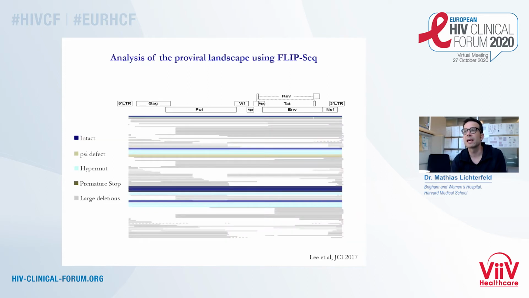And just to give you an example of how this looks like, here we are showing data from one particular study person. Each of these horizontal lines here is one particular sequence that was isolated and sequenced. And you can see here, based on this color coding, the vast majority of these sequences that we picked up here had some type of defects. Some were hypermutated, some had large deletions, some had premature stop codons. And there's only a very small subset of these sequences that actually are genome intact and encode for replication competent HIV.